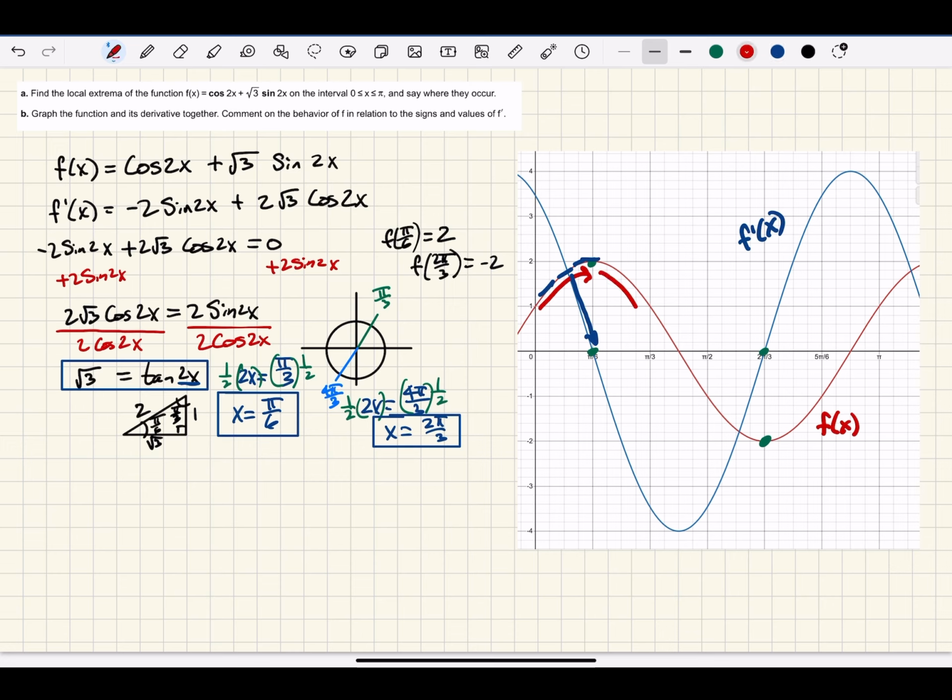Continuing along, the function f is decreasing all the way until we get to 2 pi over 3, and correspondingly, the y coordinates on the derivative are negative until we get to the point 2 pi over 3 where they're 0 again. Then the function f increases all the way to pi, and the values of the first derivative are positive all the way to pi.